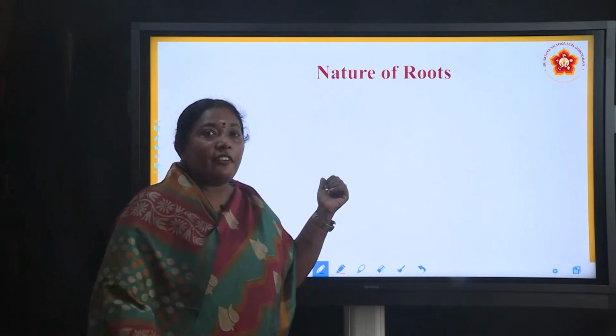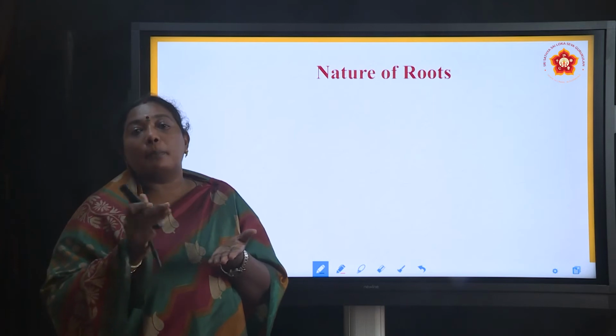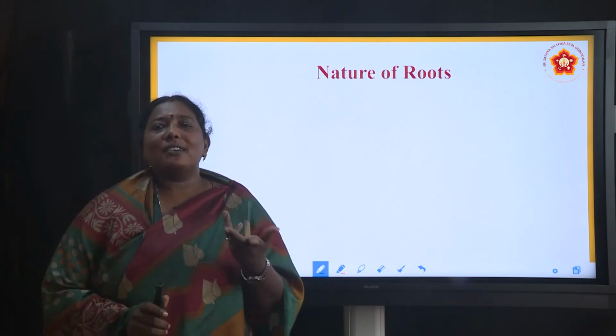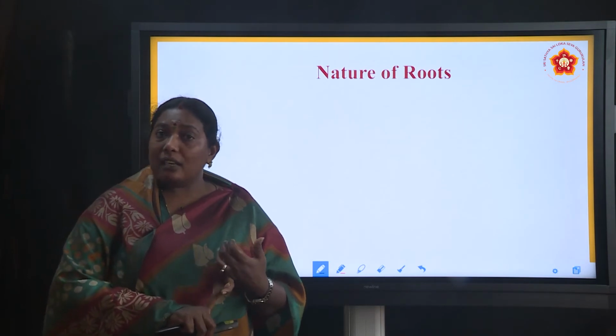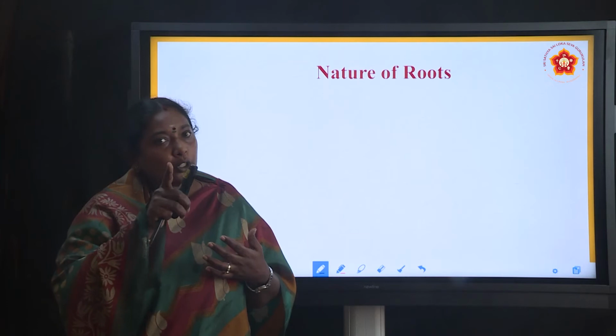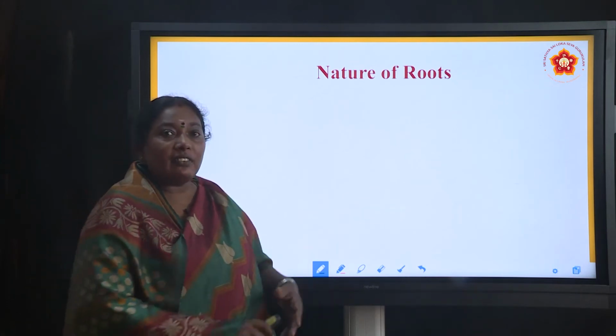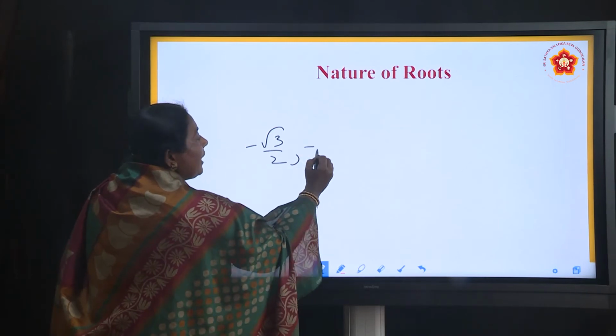The same thing, we are expecting the nature of the root, that means how the roots will be. What is the part to see what the root will be? That means whether it will be real or not real, equal or not equal. I told you to keep in mind that we had an answer, that is minus root 3 by 2 and minus root 3 by 2.